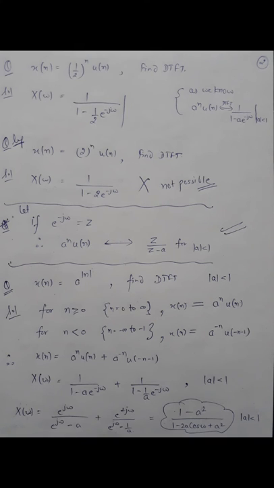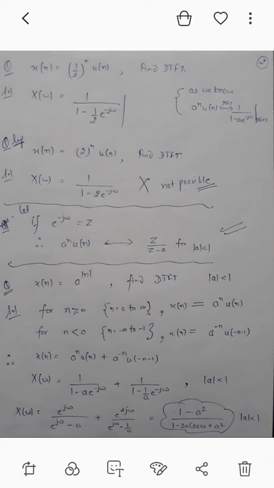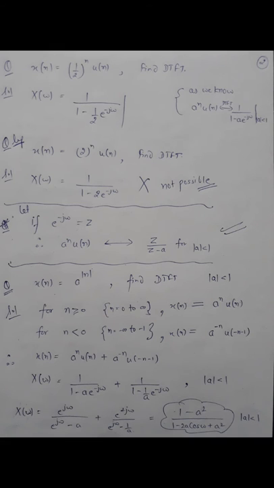So x[n] will be, in uppercase, a raised to power n u[n]. In lower case, minus infinity to minus 1 will be represented by u[-n-1], and n is negative, therefore a raised to power minus n. Okay, so x[n] is a^n u[n] plus a^(-n) u[-n-1]. So the answer for the first part is 1 upon 1 minus a e raised to power minus j omega. For the second part it is 1 upon 1 minus 1 by a e raised to power minus j omega.